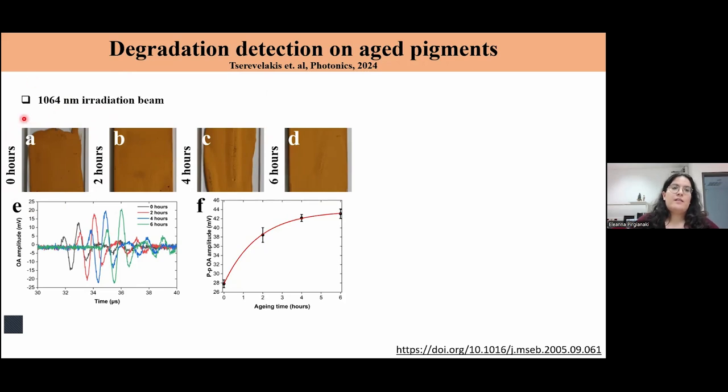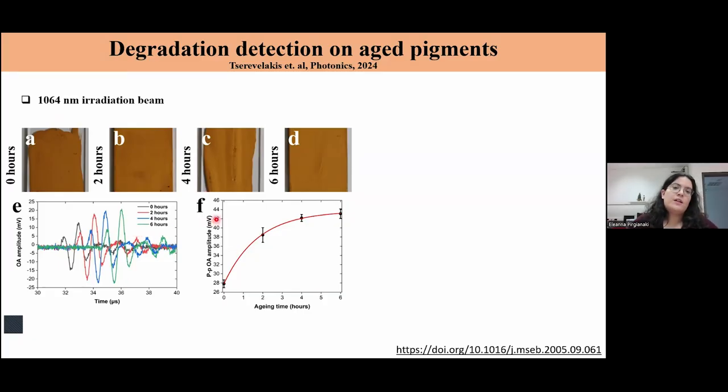We irradiated every sample at 10 spots. We took 10 spot measurements at the surface of each sample using only 1064 nanometers irradiation wavelength, and we calculated the mean peak-to-peak amplitude. So in figure E, you can see one waveform from each sample clearly showing an increase in peak-to-peak photoacoustic amplitude as the aging time progresses.